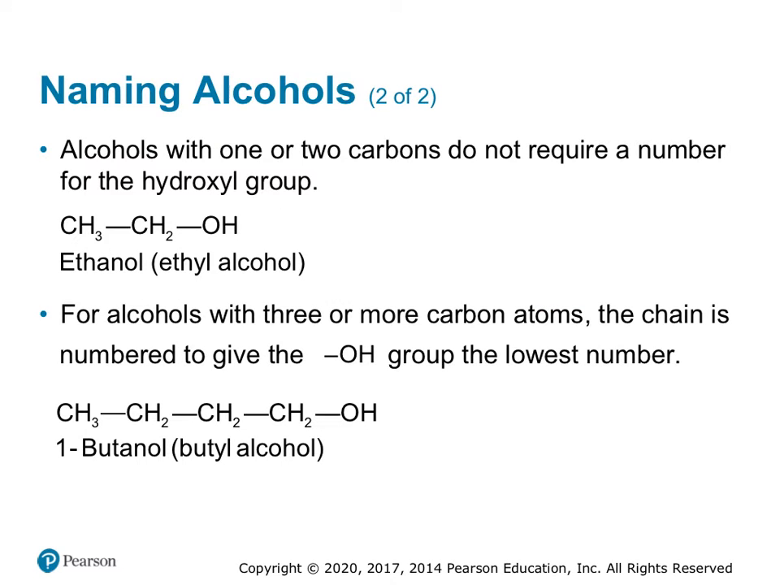If we just have one or two carbons, we do not need to number the hydroxyl group. So here we have an ethyl group, CH3 and CH2 with an OH, so that's ethanol or ethyl alcohol. But once we get to three or more carbons, the chain is numbered and the OH group gets the lowest number. So here we have 1, 2, 3, 4 carbons. 4 carbons is butane. So the OH makes it butanol, and it's on carbon number 1, so it's 1-butanol, or known as butyl alcohol.